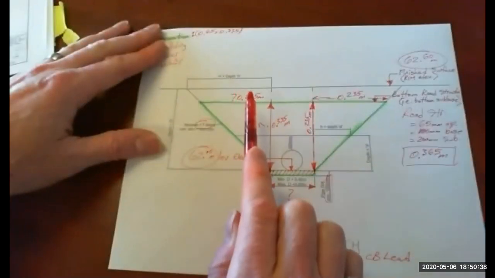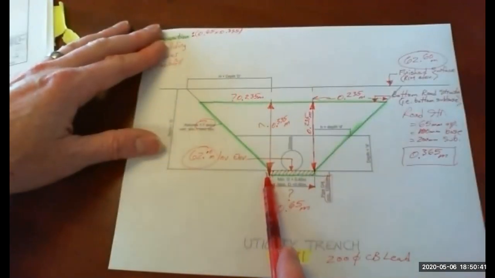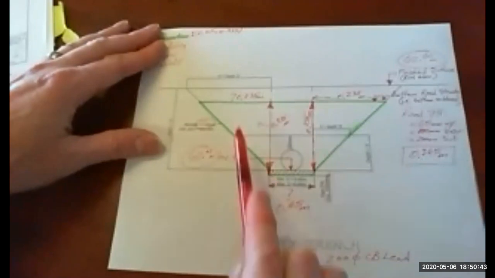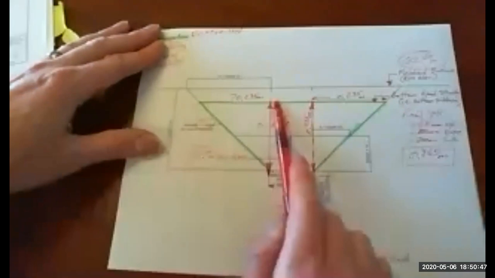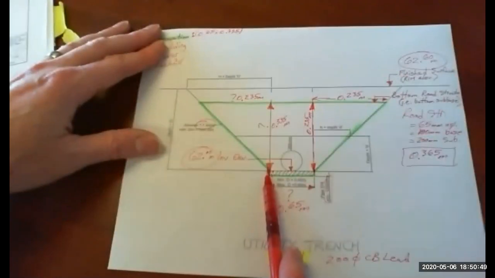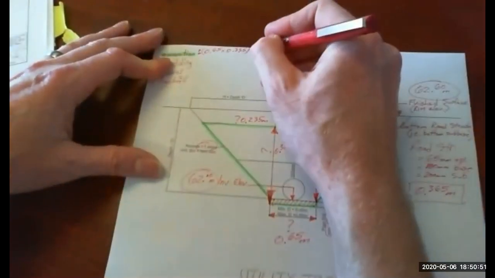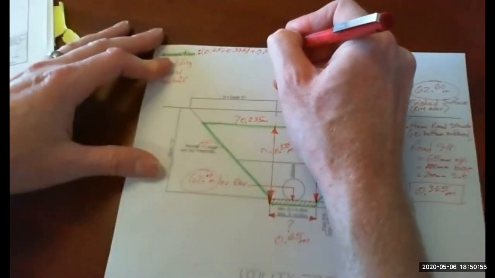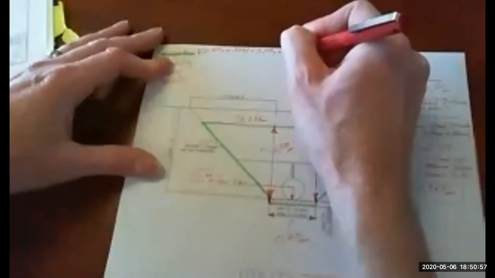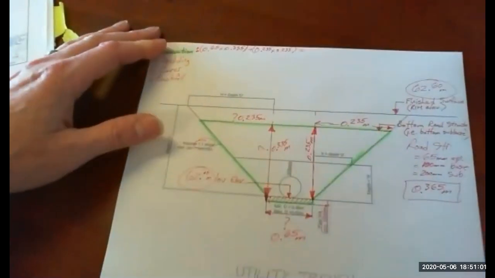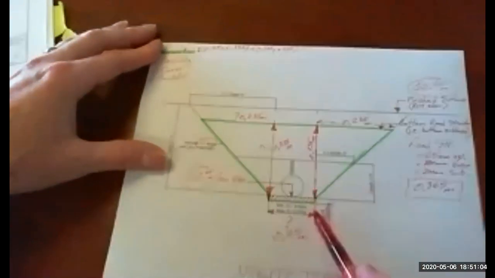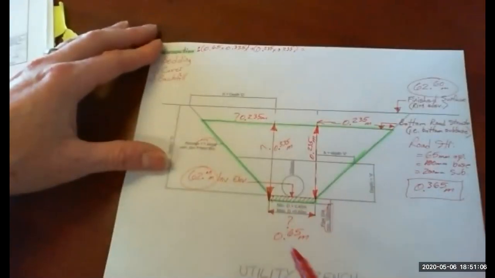So area of a triangle is base times height divided by 2. But because we have two of them, we're not going to divide by 2. We're just simply going to go base times height. So we'll add 0.235 times 0.235. That'll give us the end area of our excavation in green.